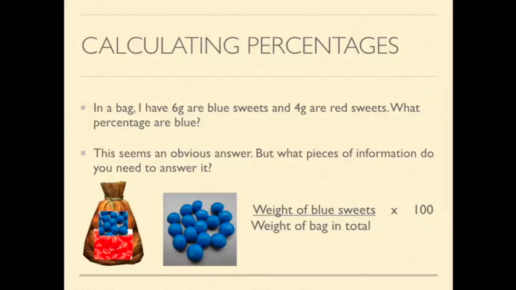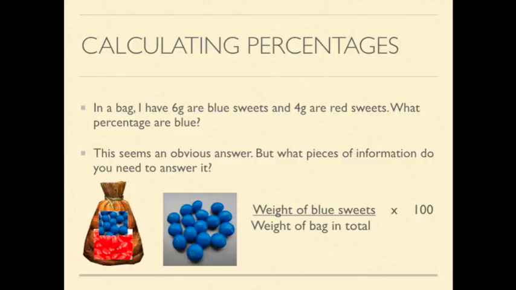So let's think about percentages in the normal world before we go into the crazy quantitative chemistry world. Imagine I have a bag, and inside the bag I have 6 grams of blue sweets and 4 grams of red sweets, and I want to know what percentage of my sweets are blue. What piece of information do I need to know in order to answer that question? Well, first of all, I need to know the weight of the entire bag. So that's the first thing I want to know. How much does it all weigh?